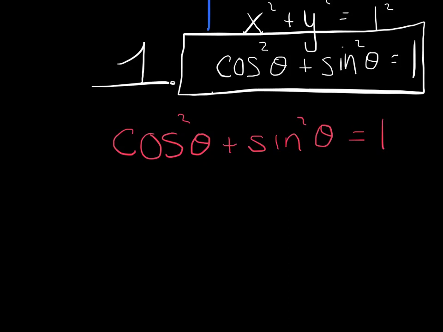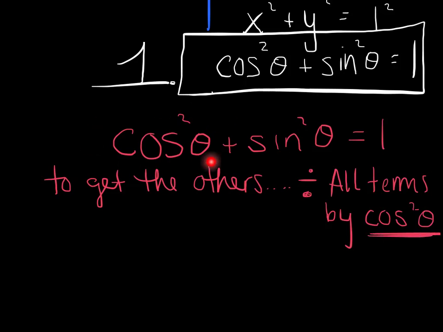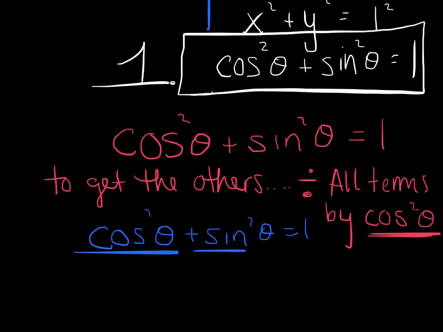So to get my other one, okay, so let's make a note. To get the others, all I'm going to do is I'm going to divide all terms by, and this time I'm going to divide everybody I see by cosine squared theta. Okay, basically I'm saying just divide by this first term here. So watch as we do that, and again, you should be writing the same thing out. Cosine squared theta plus sine squared theta equals 1. And I'm going to put divided by each term I see, cosine squared theta.